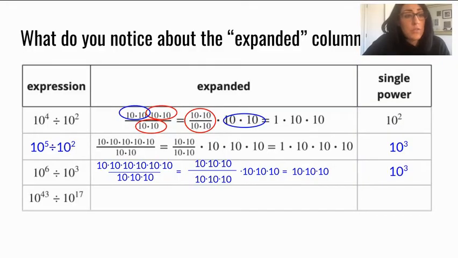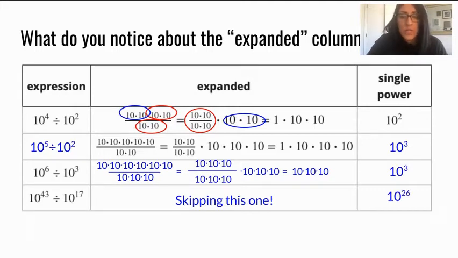Now you might have started to notice patterns already, and when you got to this last one, you might have said you're skipping this one for some very obvious reasons. If you chose to skip that, great. If you felt like you had to write it all the way out, let's hopefully create that rule so that way we're not having to expand so many factors. As you start to look at the patterns from row to row, if you look at that expression and then look at the single power, the pattern we start to see is that we're actually subtracting those exponents. So in this last one, it would be equal to 10 to the 26th power.